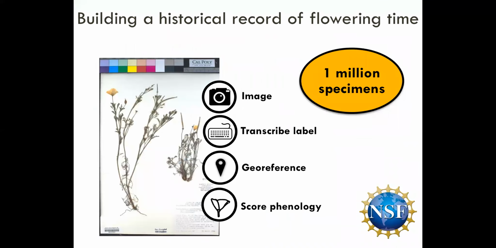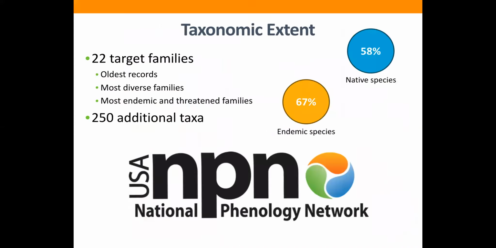The goal was to create images of 1 million specimens. Each of those specimens would have a transcribed label, a georeference, and a phenological score associated with them. Now, we couldn't image everything, and so we have 22 target families.